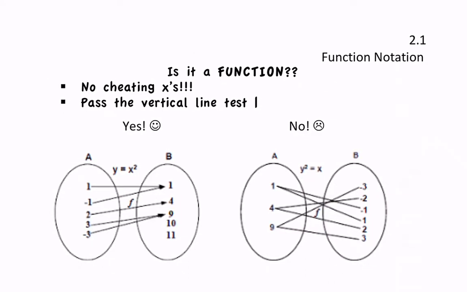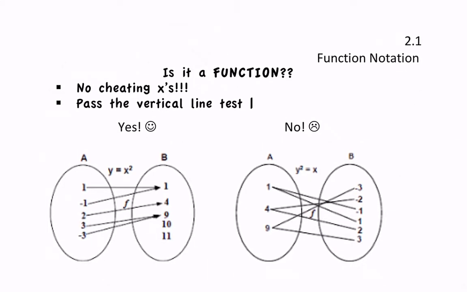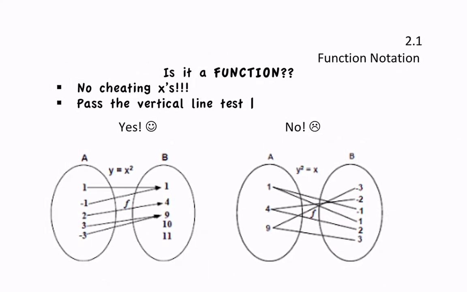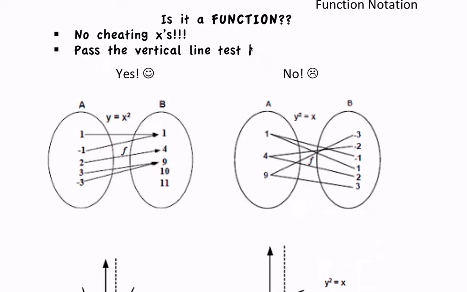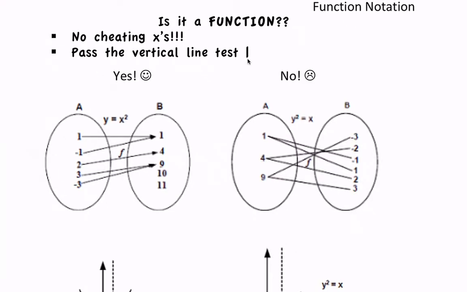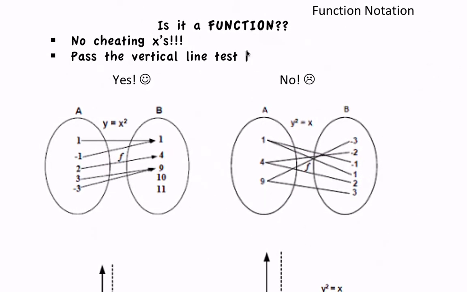How do we tell? Okay, so one thing you want to look at is no cheating x's, which means your x's cannot repeat. You also need to pass the vertical line test. So I put this line right here in case you forget what vertical looks like. So that's vertical, has to pass the vertical line test. And I'll explain what that means here more in a little bit.